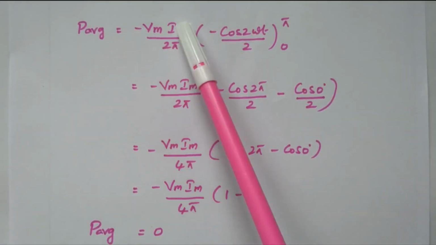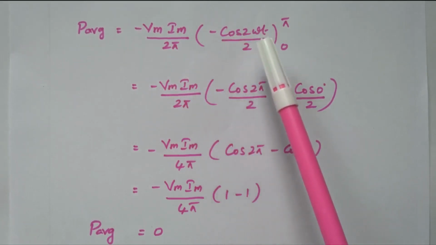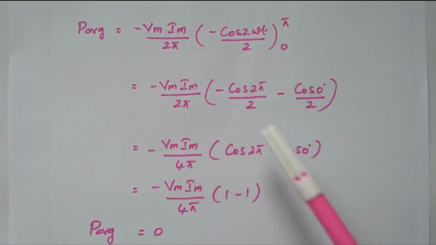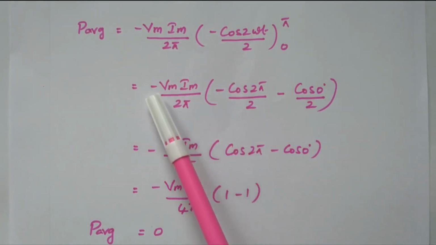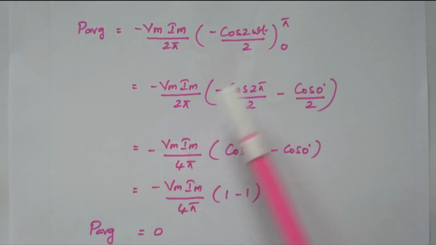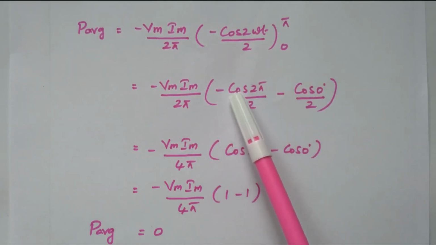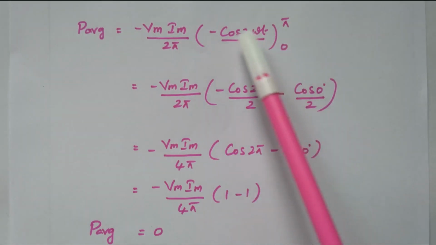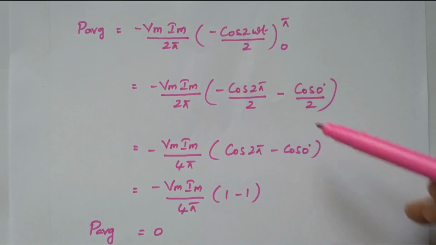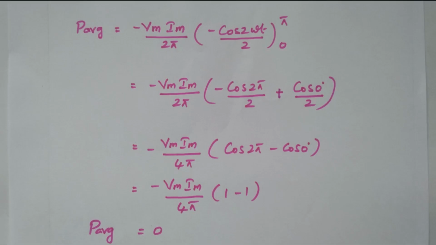So minus Vm Im divided by 2, integral of sin 2 omega t is minus cos 2 omega t divided by 2. So already one minus is there, here also one minus is there. So minus Vm Im divided by 2 pi, substitute the limit. The negative is as it is: minus cos 2 pi divided by 2 minus the lower limit. While substituting the lower limit, it becomes plus cos 0 divided by 2.